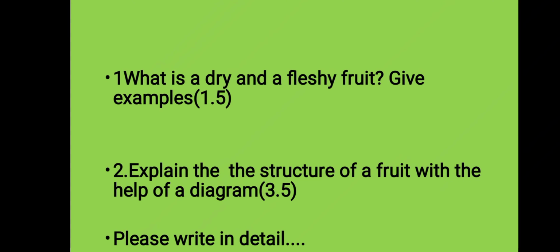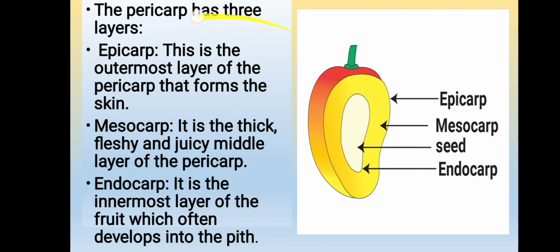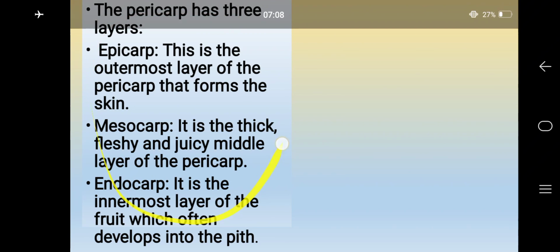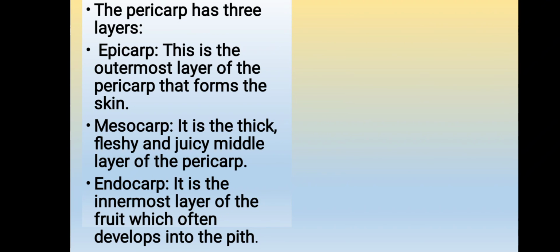So today's assignment would be, what is a dry and a fleshy fruit? Give examples. Explain the structure of a fruit with the help of a diagram. Please write in detail. So class, you have to explain the structure of fruit. You have to draw the diagram and the different layers of the pericarp. So class, this is all we'll be learning for today.